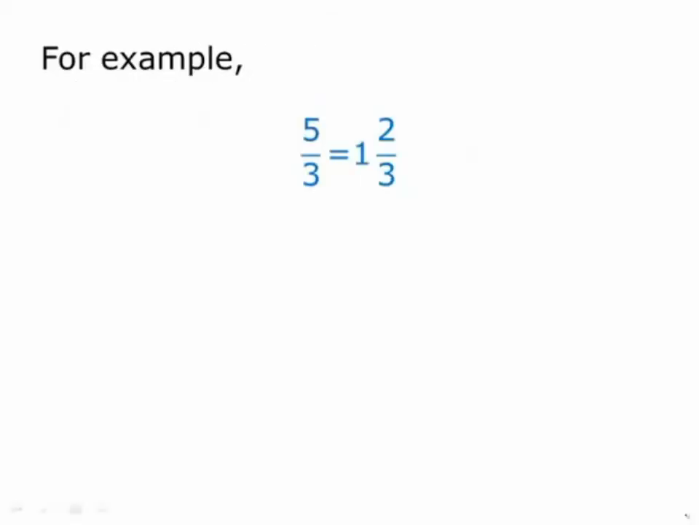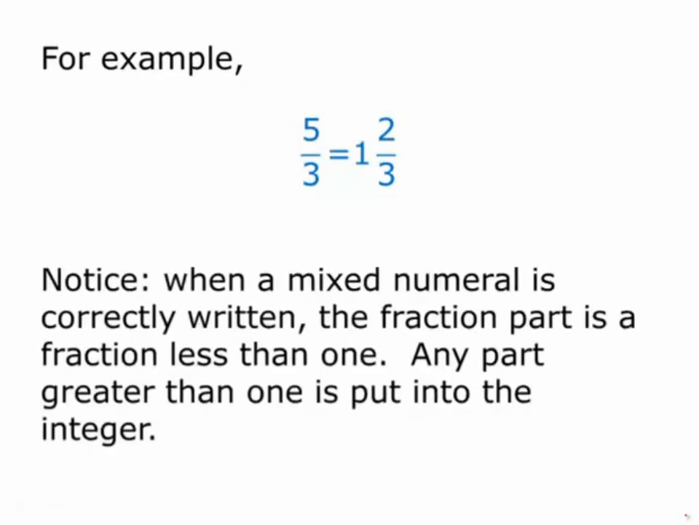That is to say, something that is part integer and part fraction. So for example, we could say 5/3 equals 1 2/3. 5/3 is an improper fraction. 1 2/3 is the mixed numeral of the same numerical value, and that's why we can put an equal sign between them. Notice when a mixed numeral is written correctly, the fraction part is always a fraction less than 1. Any part greater than 1 is put into the integer.